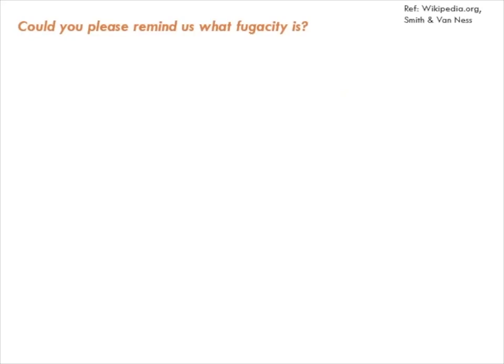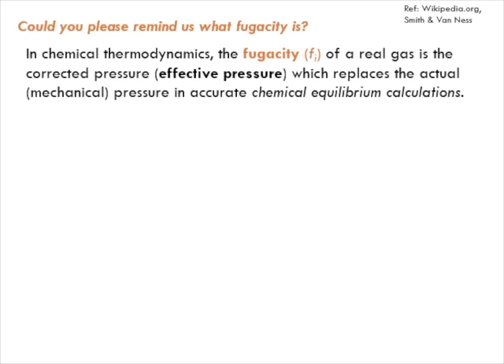Okay, so we use the term fugacity. And what's fugacity? Of course, in chemical thermodynamics, the fugacity, Fi, of a real gas is the corrected pressure or the effective pressure, which replaces the actual mechanical pressure in accurate chemical equilibrium calculations.